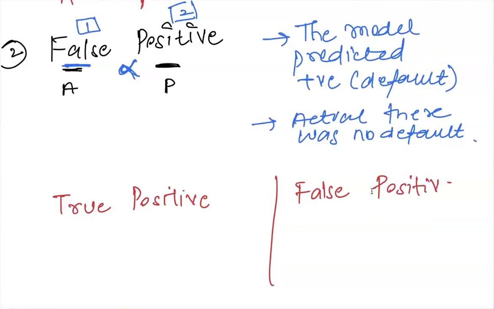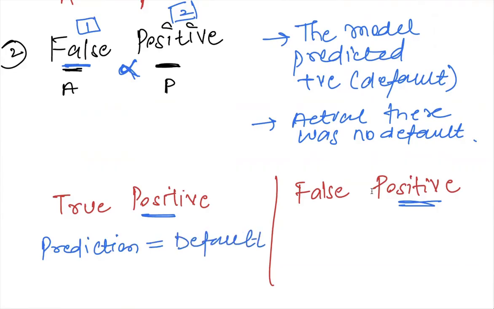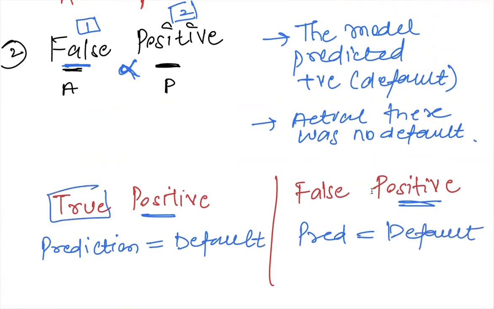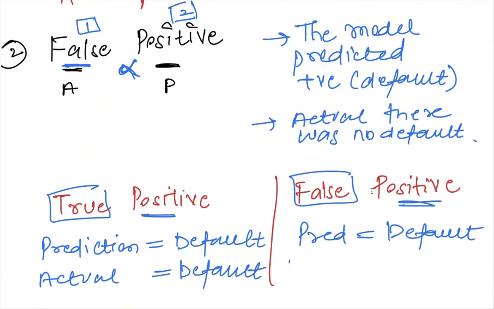The difference is, in both cases, what is the prediction? Prediction is positive, and positive means default. In both cases, the prediction is that the borrower has defaulted. True means actually the borrower has defaulted. False means that in actual, the borrower has not defaulted.